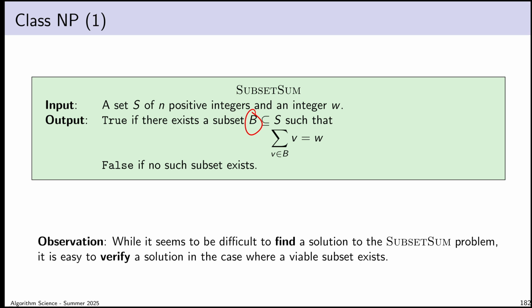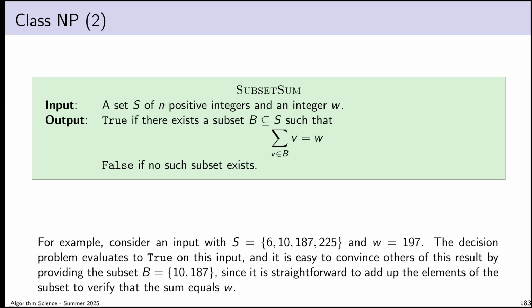That is, if you tell me that there is a subset that meets my criteria, and you show me the subset B, it's very easy for me to verify that you are correct. So it's easy for you to give a compact piece of evidence that lets me verify your conclusion. For example, suppose I give you the subset sum instance where S is equal to this set here and W is equal to 197. And you come back and say, yeah, the decision problem evaluates to true, but I don't buy it. I say, prove it. Well, you could just provide me this subset.